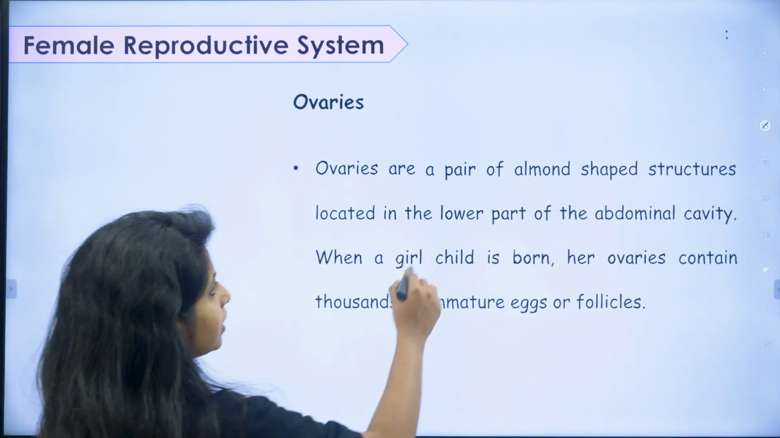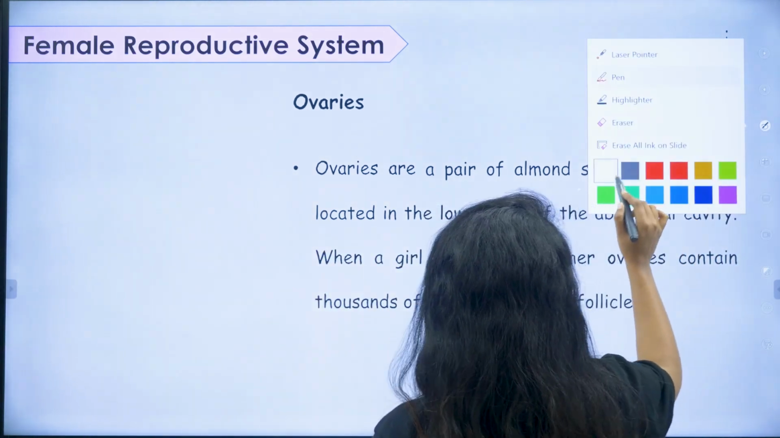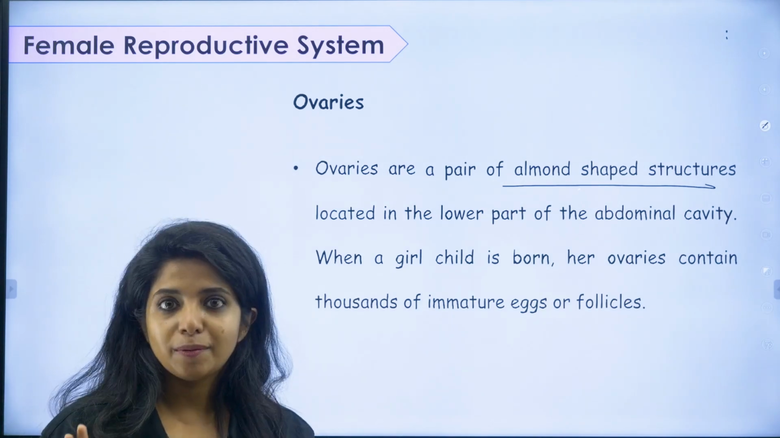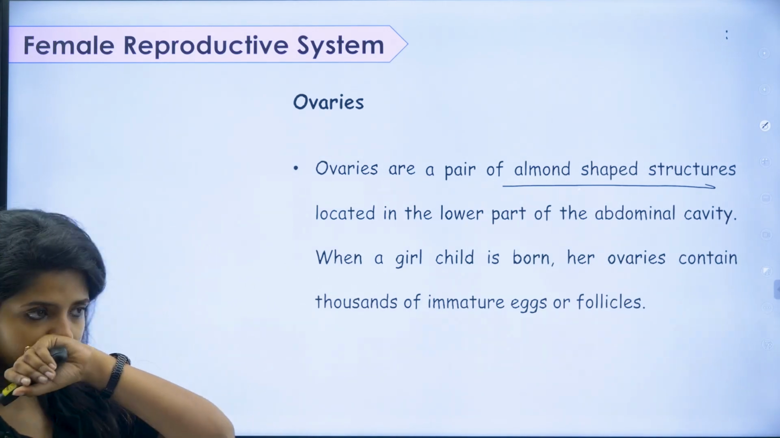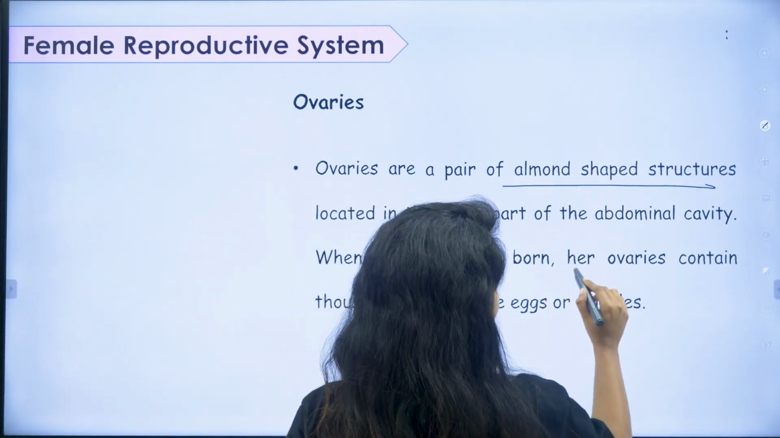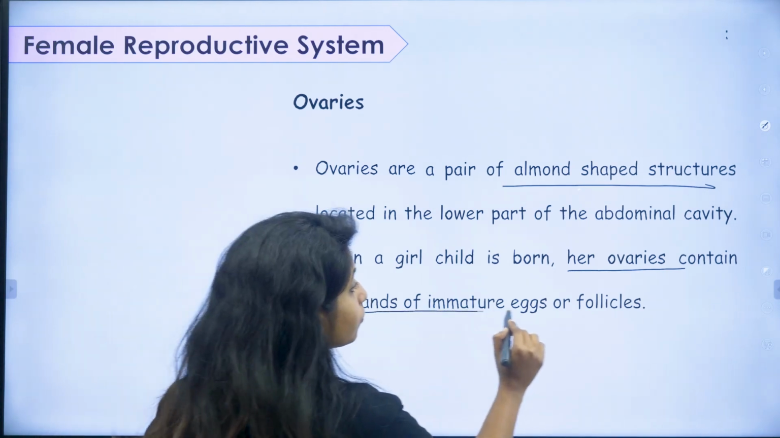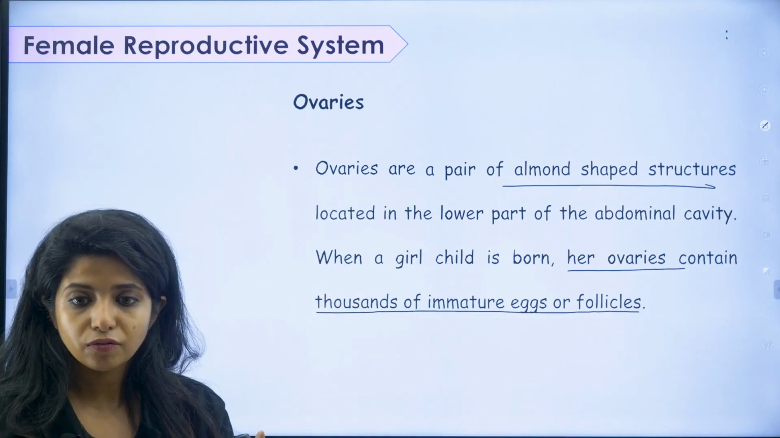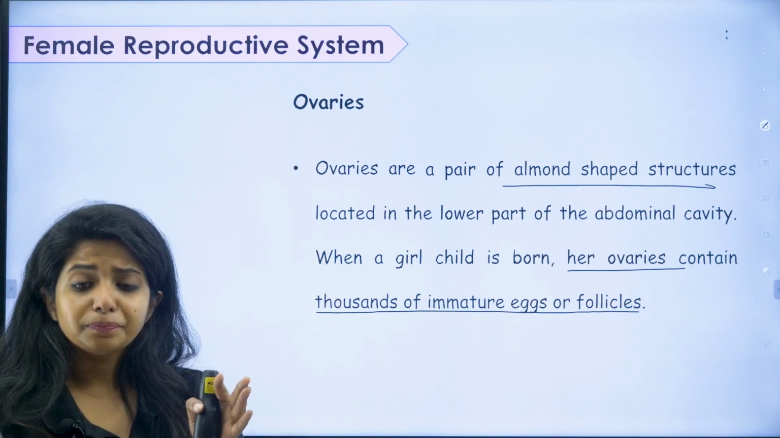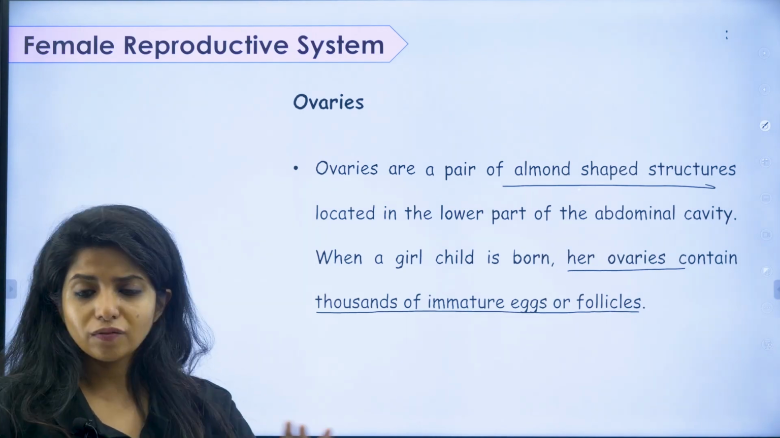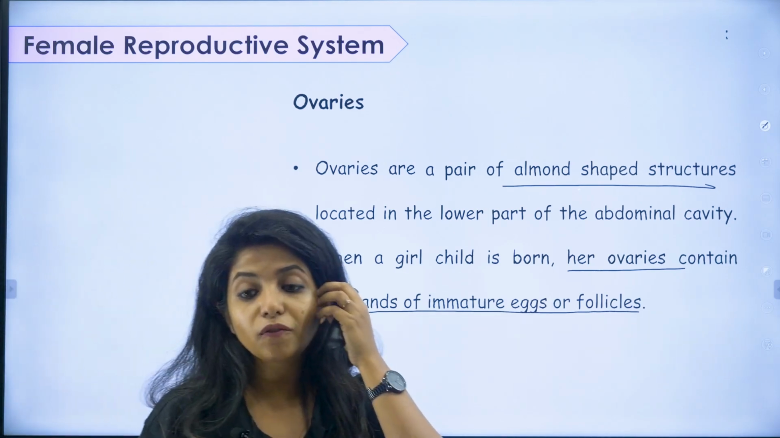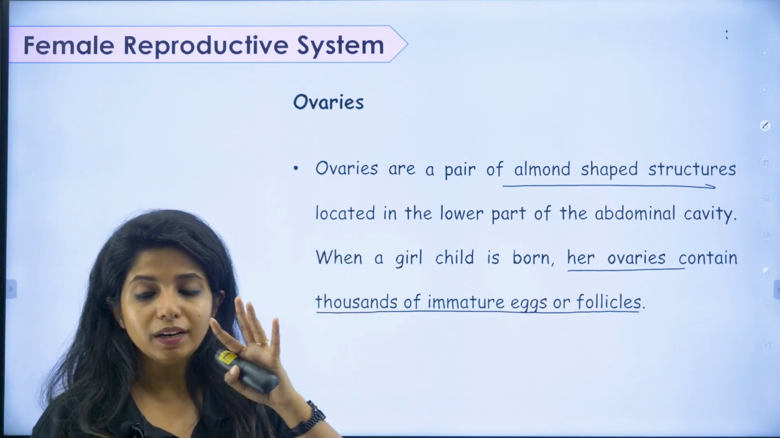Now let's see ovaries. What are those, children? They are a pair of almond-shaped structures located in the lower part of the abdominal cavity. It is there in the abdominal cavity, not outside, okay? When a girl child is born, her ovaries contain thousands of immature eggs or follicles. There will be thousands and thousands of them, more than thousands, and lots of them will be lost, almost 60,000 will be left.